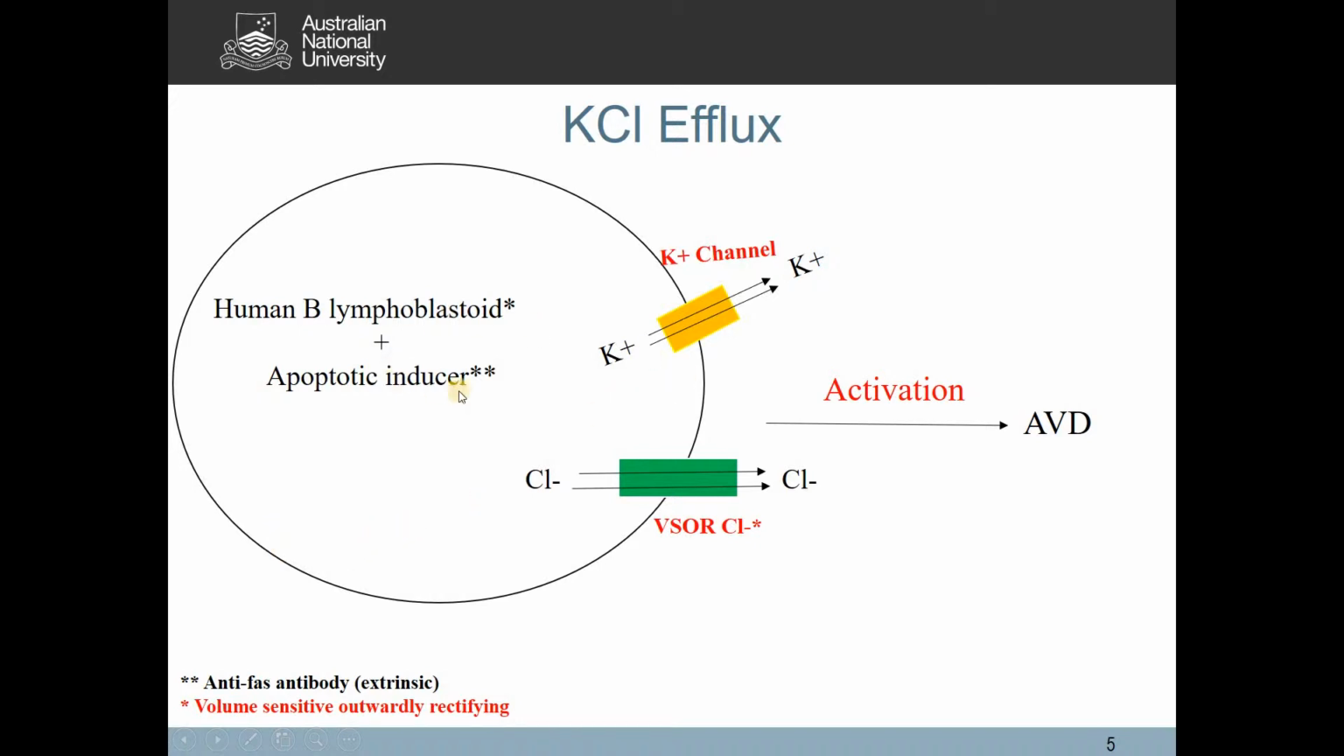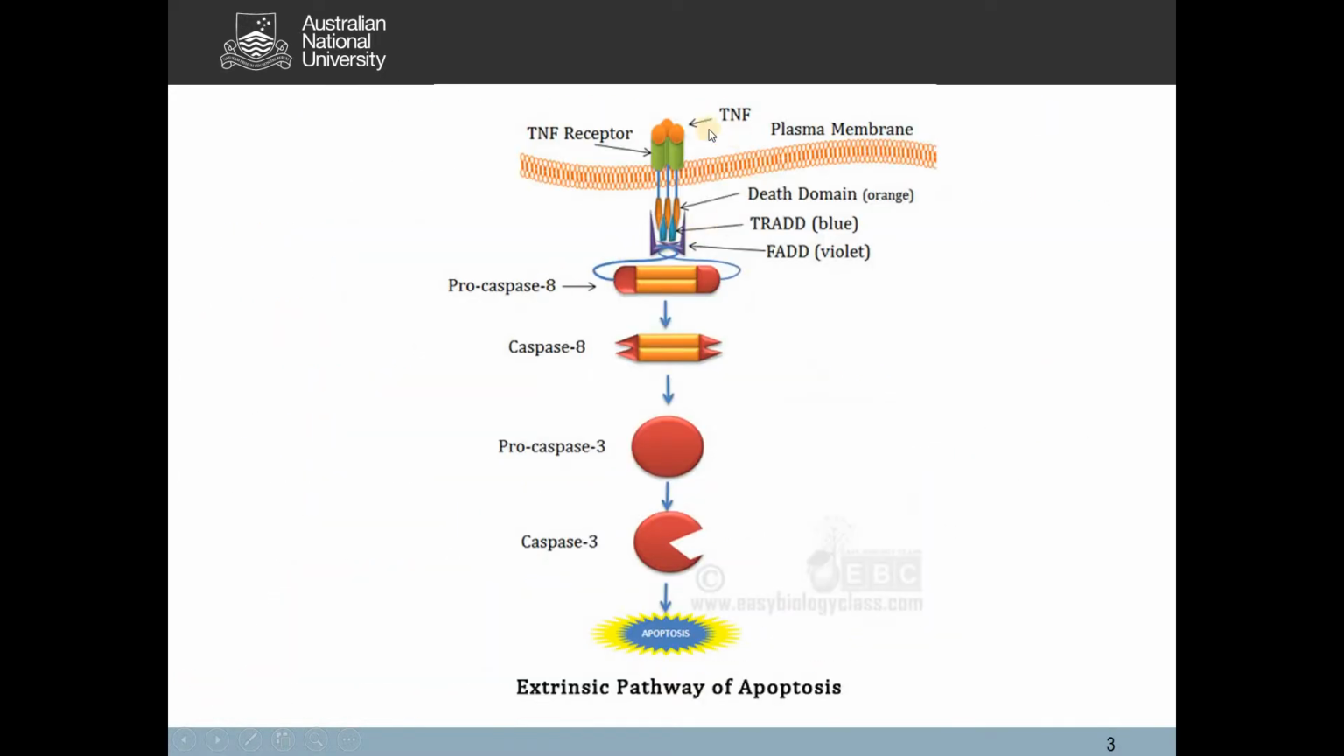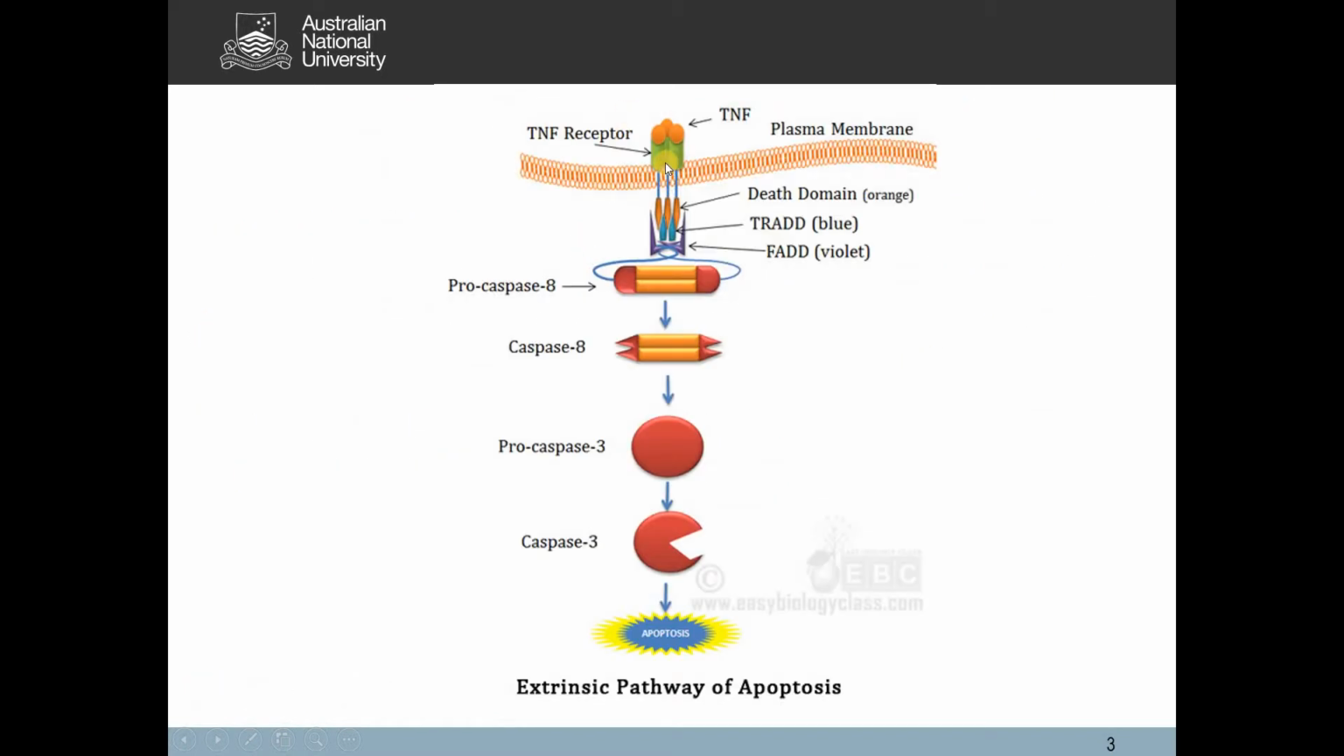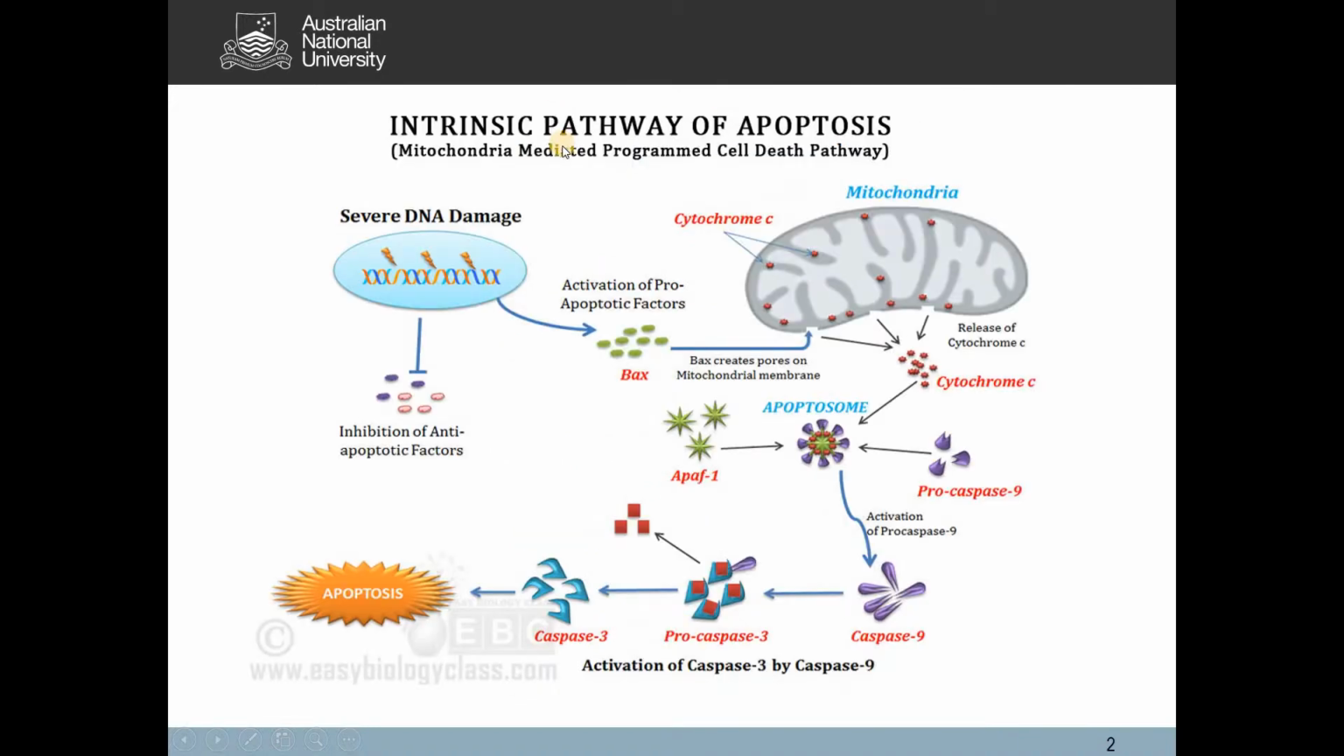Now imagine this is a human B lymphoblastic cell, and we are applying an apoptotic inducer. In this case, it can be anti-Fas antibody, or extrinsic. So recall, we're talking about the TNF, right? TNF is, you can say, a Fas ligand, a Fas receptor. And upon getting a Fas receptor, I don't know why it says TNF, but it's meant to be Fas receptor. I don't know what T and N stand for, but F stands for Fas.